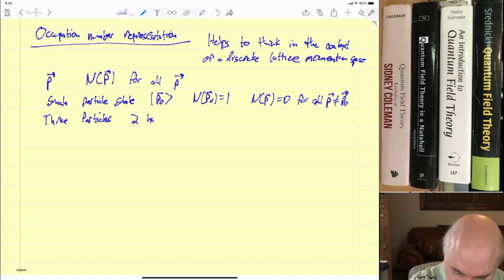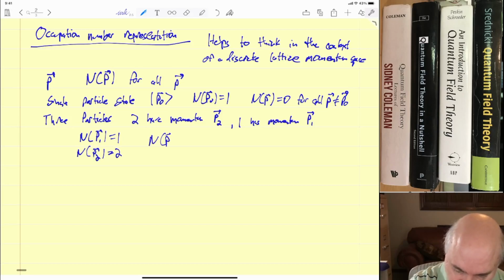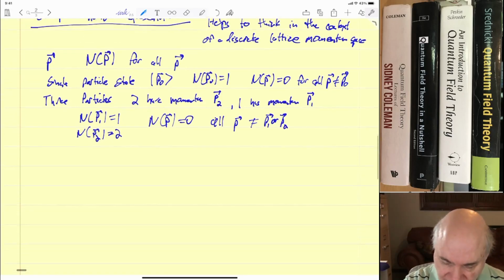Two have momentum P2, let's say, and one has momentum P1. Then we would just say n of P1 equals 1, n of P2 equals 2, and n of P equals 0 for all P not equal to P1 or P2. So it's a very convenient and easy representation.